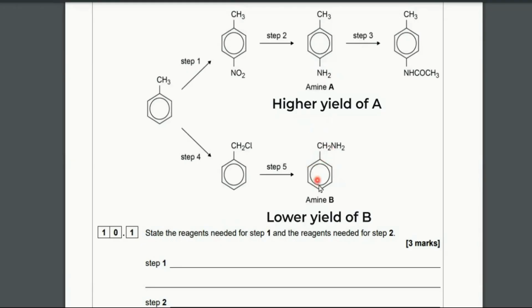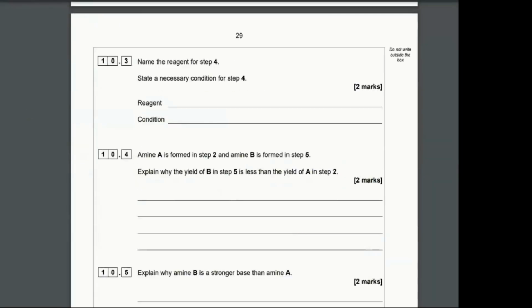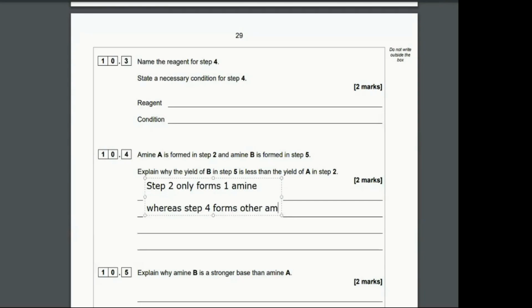Explain why that is. Okay, so let's go back down to the question. And it's a 2-mark question. So essentially, step 2 only forms one amine. That's why we get the higher yield. Whereas step 4 can form multiple different amines. Now, I'm going to look into the details of that to explain why.